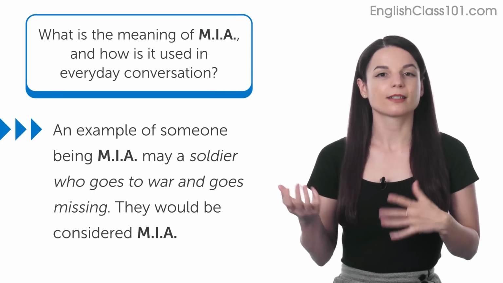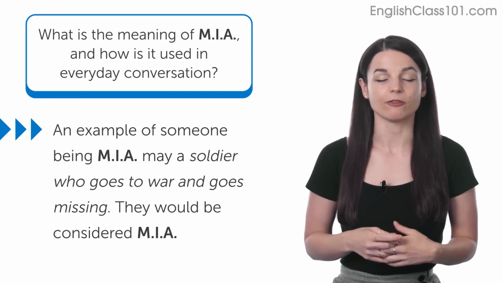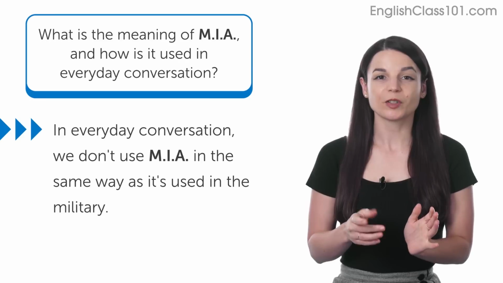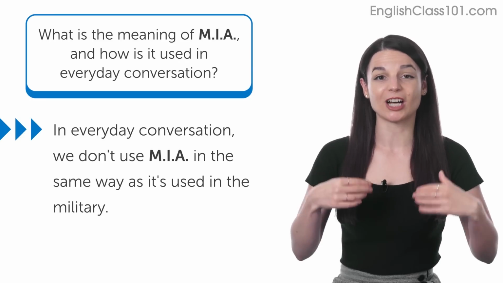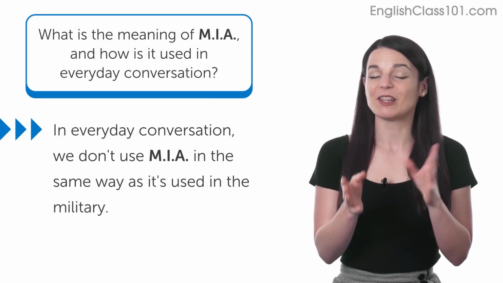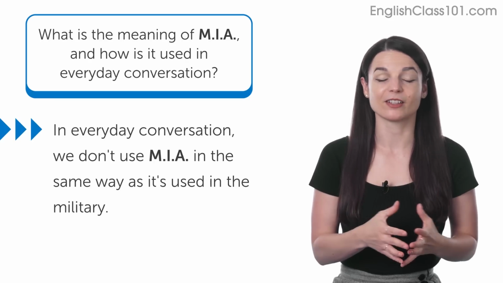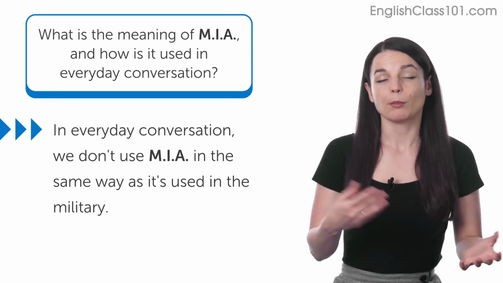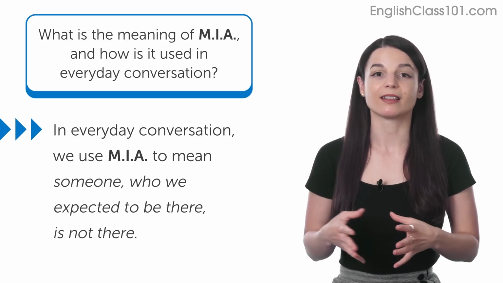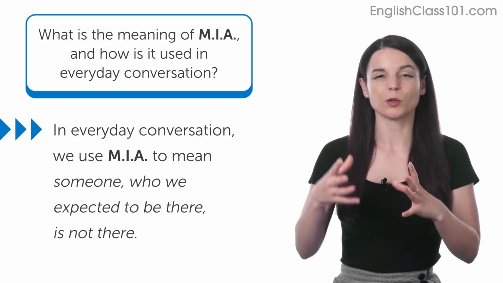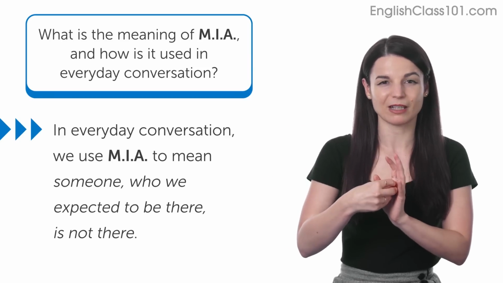So your question asks, how do we use this in everyday life? Because sometimes, yeah, it is used in everyday communication. Generally, we don't have this very, very strong and serious meaning when we say that someone is M.I.A. now. In the military, this is a very serious situation, right? We can't find someone, and that's very concerning. But in everyday communication, when we say that someone is M.I.A., we usually use it to mean that someone we expected to be there is not there.